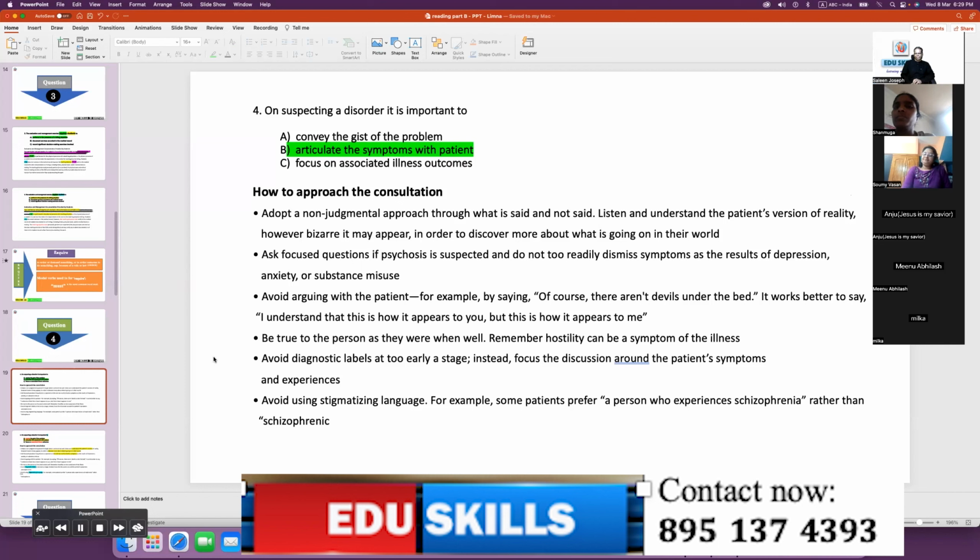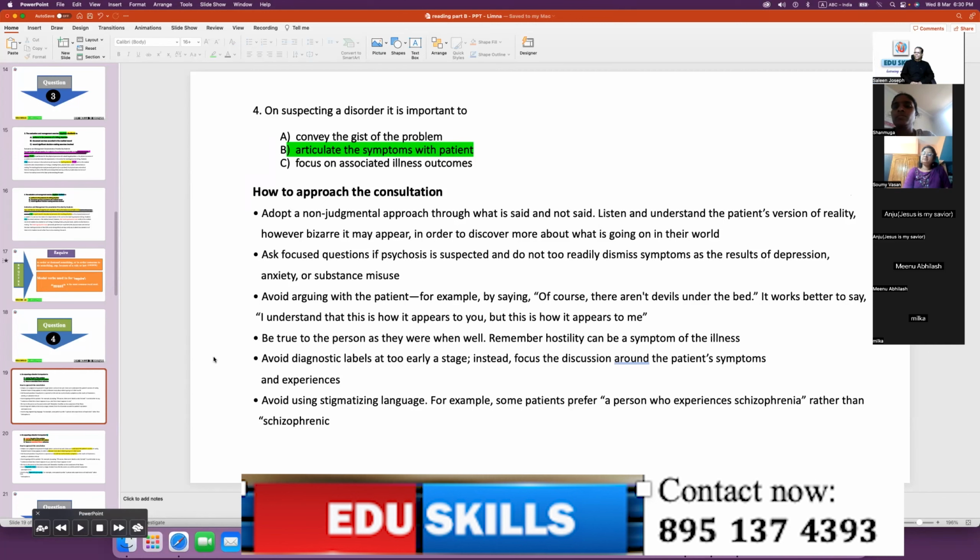Remember, hostility can be a symptom of the illness. Avoid diagnostic labels at too early a stage. Instead, focus the discussion around the patient's symptoms and experiences. Avoid using stigmatizing language. For example, some patients prefer a person who experiences schizophrenia rather than schizophrenic.